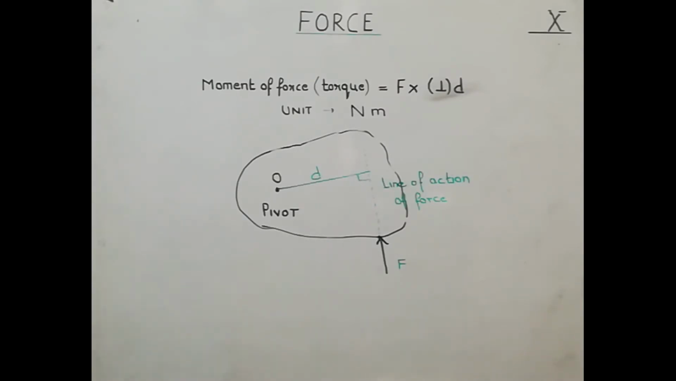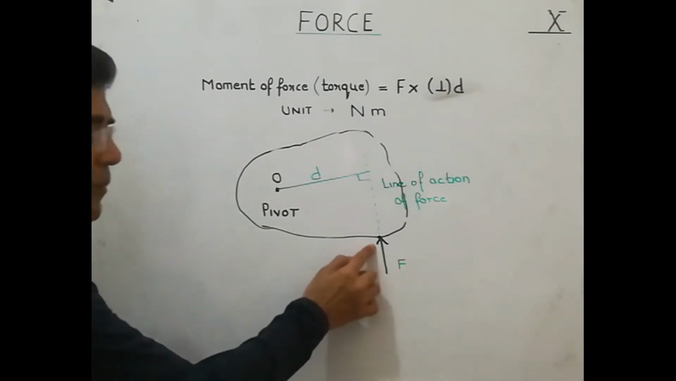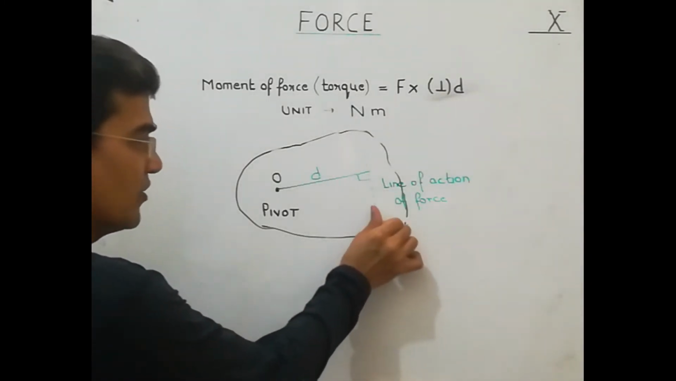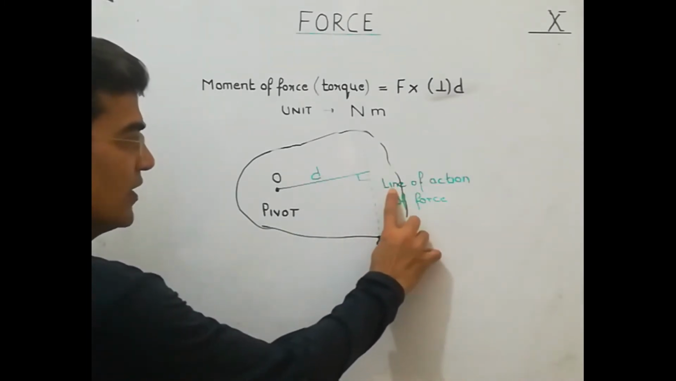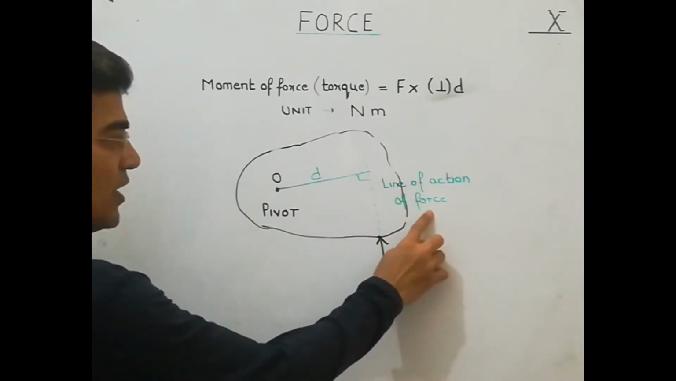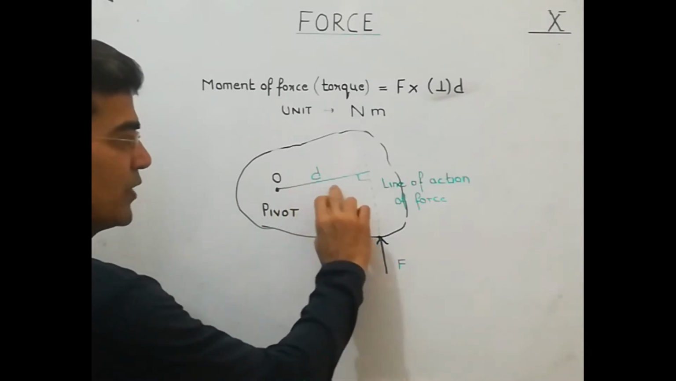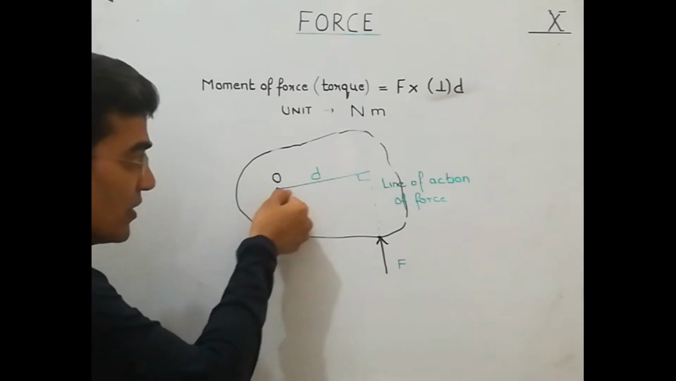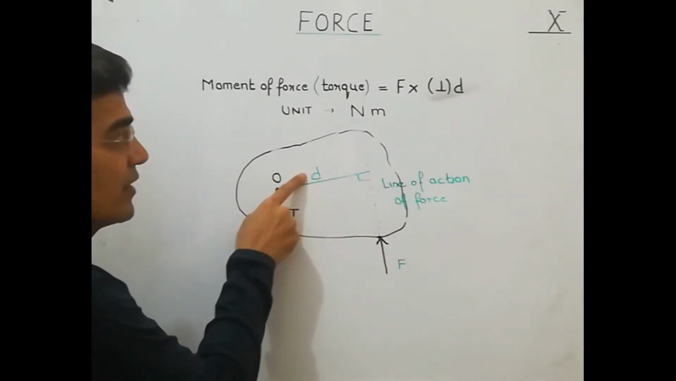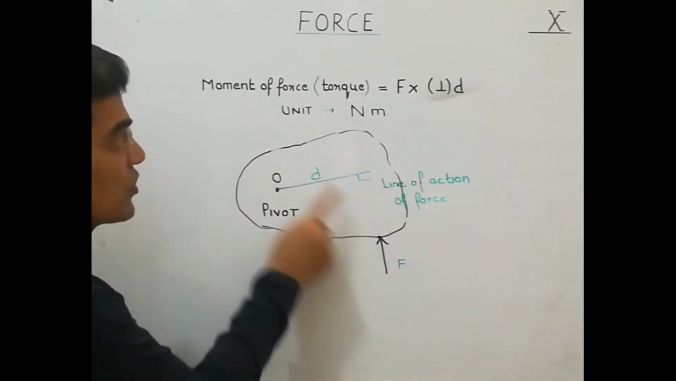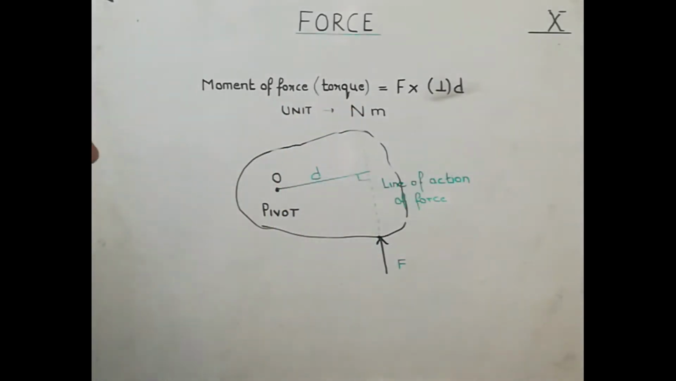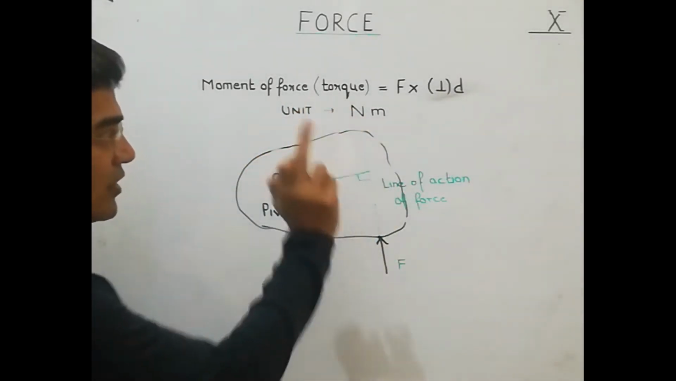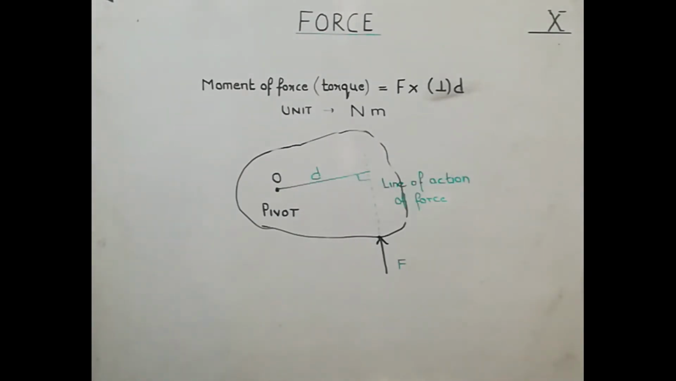See here, this is the force that you have applied. This force is acting along this direction, so this is called the line of action of force. And then you will calculate this perpendicular distance from the point about which the body is rotating. This perpendicular distance is represented by D. And the product of these two will give us the moment of force. And what will be the unit for it? Newton meter. Is this clear? Okay, now turning to the next.